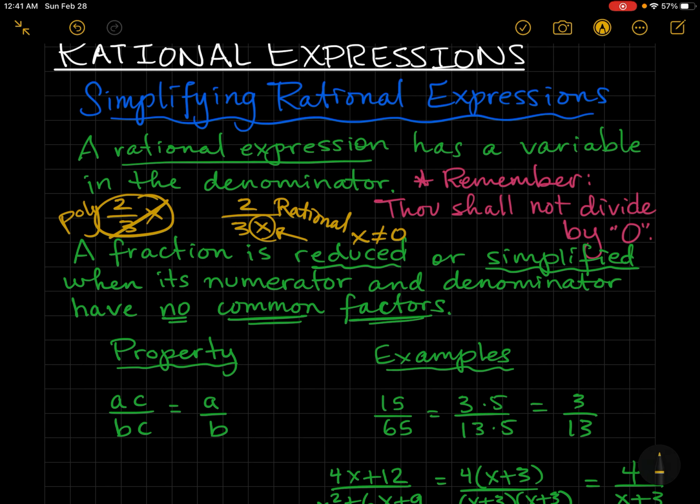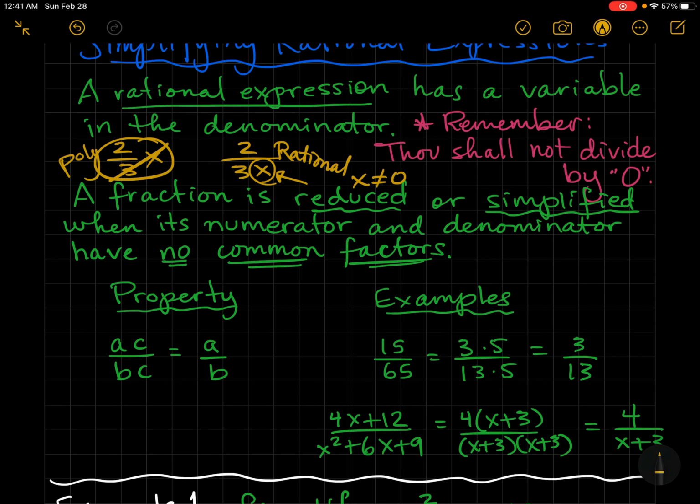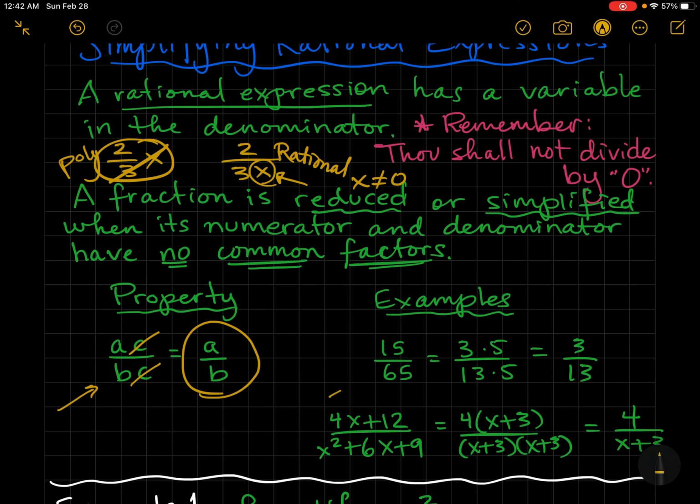A fraction is reduced or simplified when its numerator and denominator have no common factors. So, for example, this fraction needs to be reduced because it has a common factor of c. So now this would be reduced or simplified, whichever you prefer. If you had a fraction like this one, you could factor it first so that you could see the common factors, and now it's considered reduced.